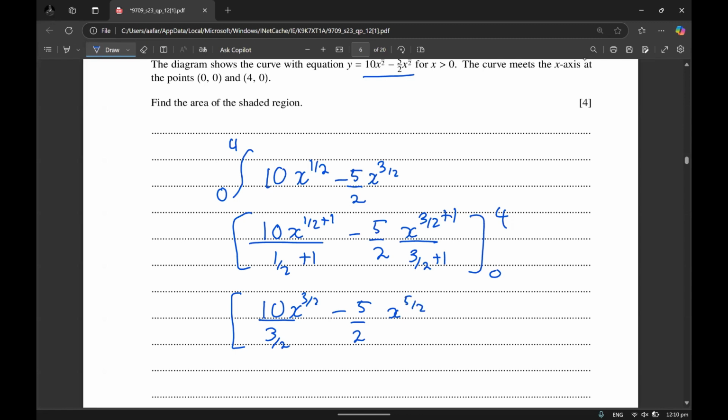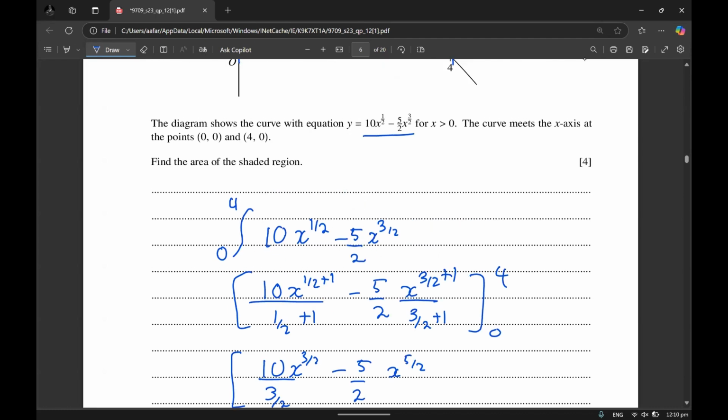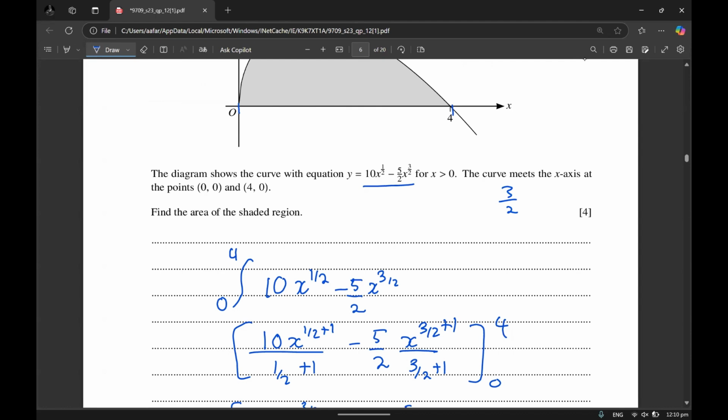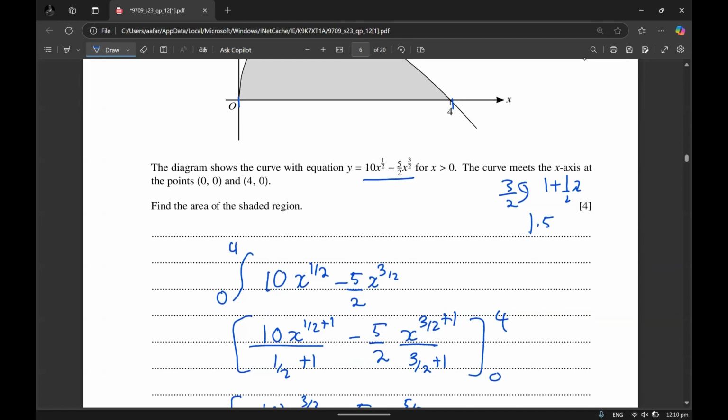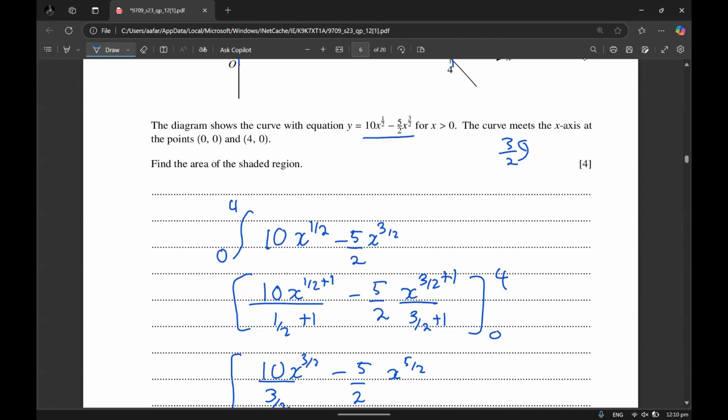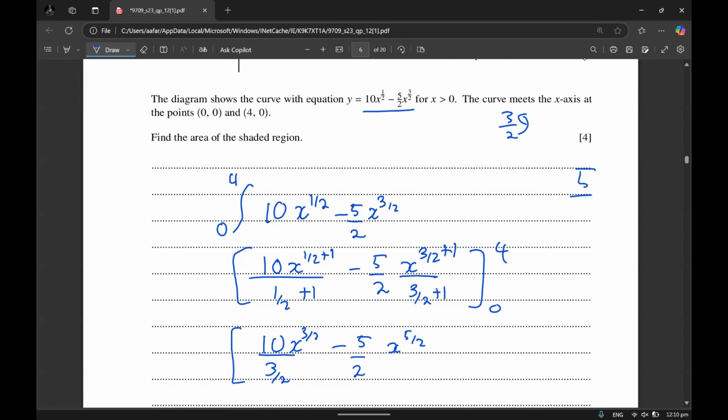You really don't need a calculator to calculate what 3 over 2 plus 1 is, because 1 goes into 3 once and there's another half left, so 3 over 2 is basically 1.5, 1 and a half. And if you add 1 to 1.5, you get 2.5. And 2.5 is basically 5 divided by 2. So we just calculate it mentally to save time. 5 over 2.